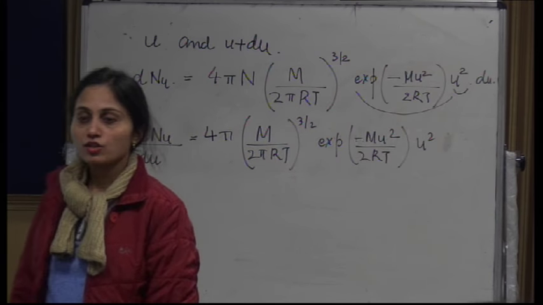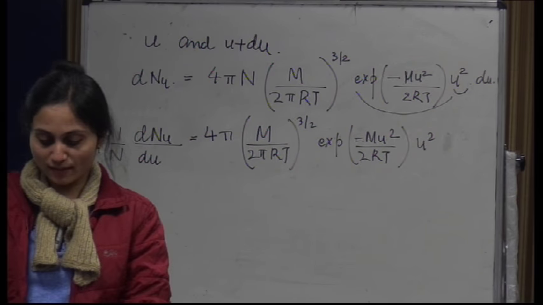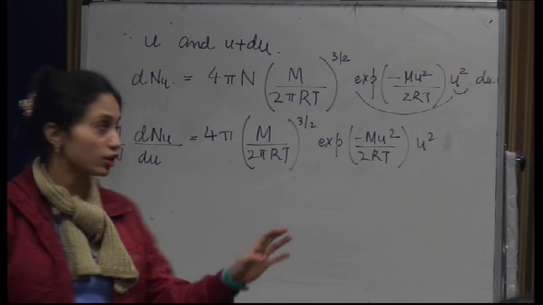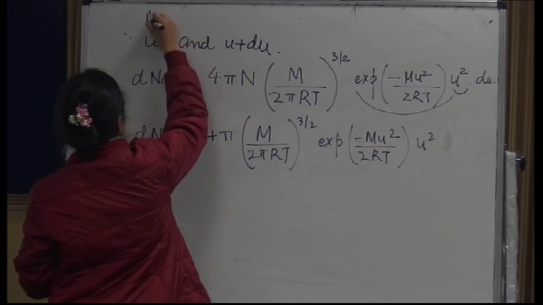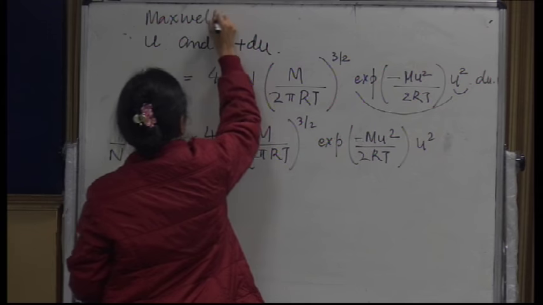ठीक है? So now here I am talking about the Maxwellian distribution. This is also known as the law of distribution of speeds. This is known as the Maxwellian distribution of speeds.